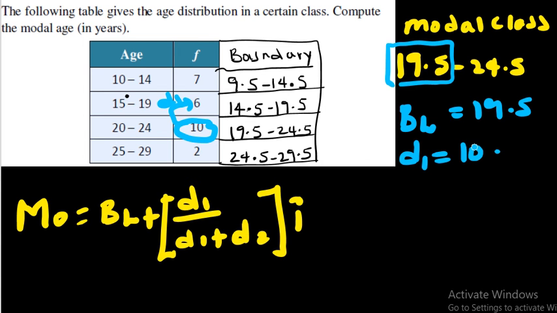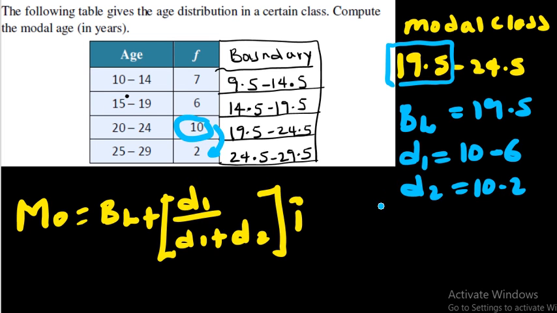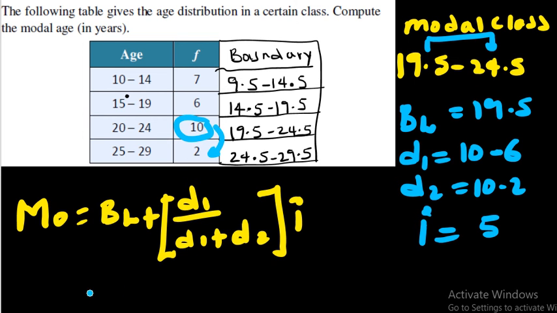So 10 minus 6, that's D1. And D2, the difference between the frequency of the modal class and the next class, that is 10 minus 2. So D2 is equal to 10 minus 2. And the class interval, you can take the difference between the limits of the modal class. Here it is, 24 minus 19 will be just 5. Now let us insert everything and let us see the result.